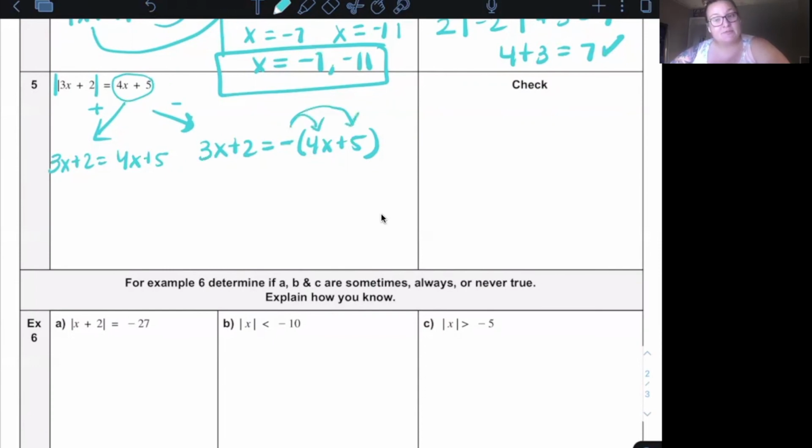So why don't you go ahead and press pause on the video and then press play when you're ready to proceed and check to make sure your work is correct. Go for it.